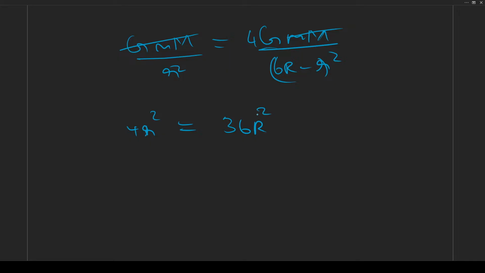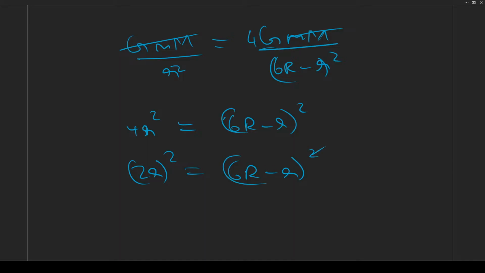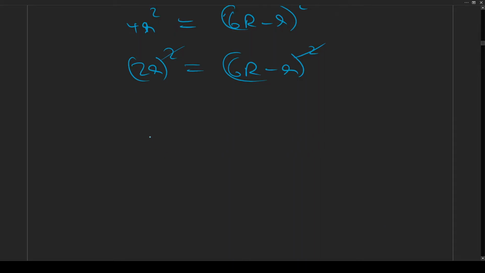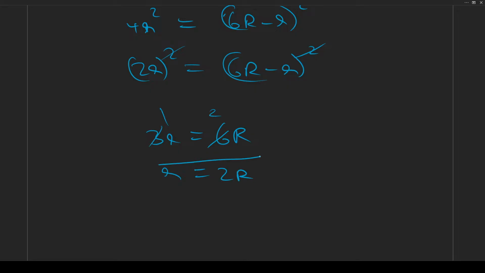So 4r square is equal to... no, wait, we don't need to do that. (6r minus r) whole square. We can write 4r square as (2r) whole square, which is equal to (6r minus r) whole square. This cancels. We'll get 3r equals 6r, or we should take it as plus or minus, but since 2r doesn't matter, we'll get r equals 2r. The neutral point is at a position 2r.